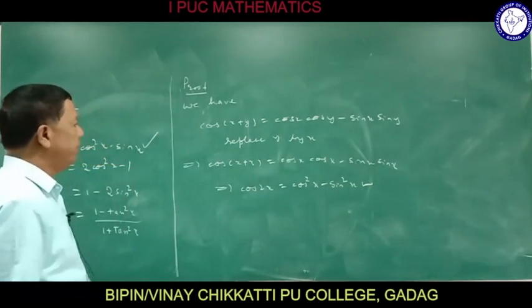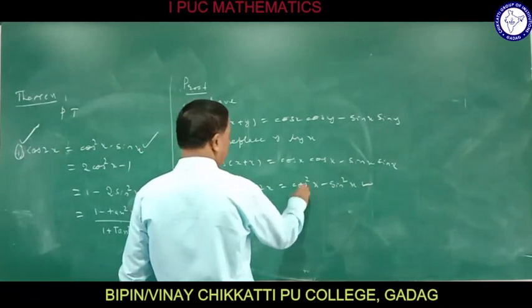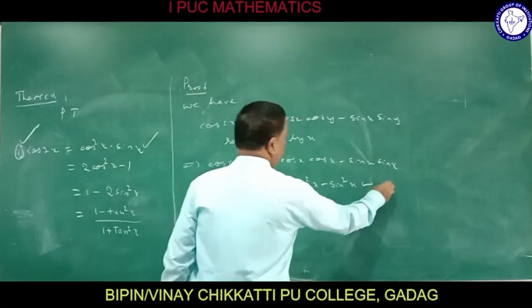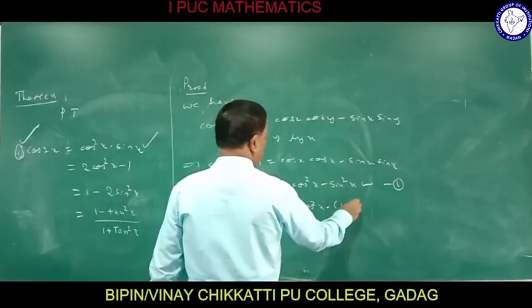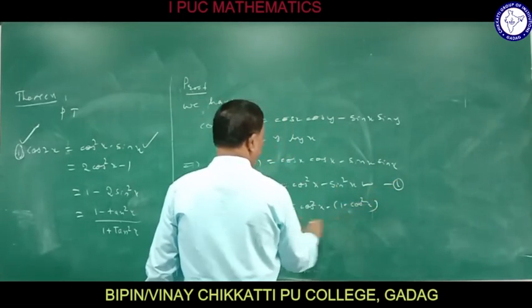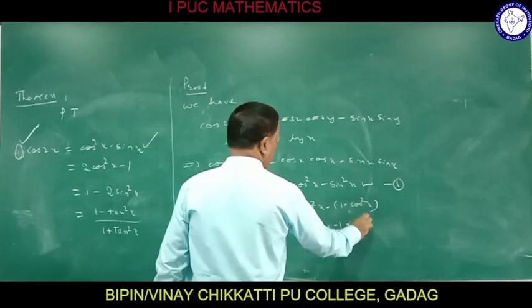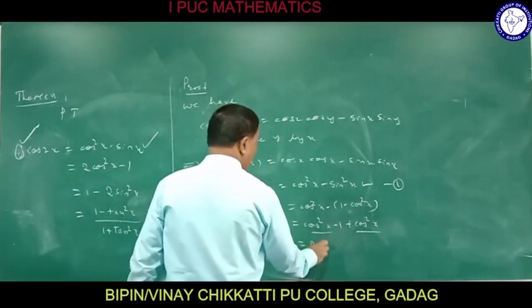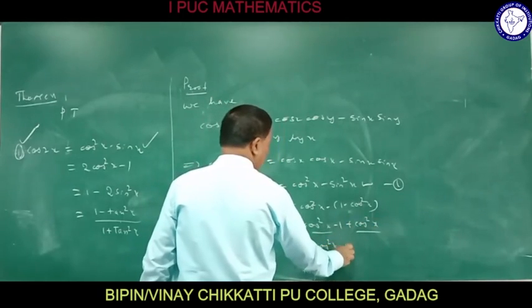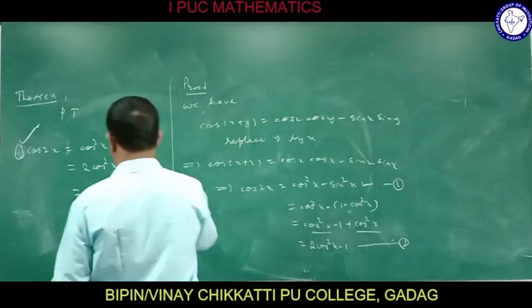Next, 2 cos square x minus 1. So what I do, continuing this, if I write this as cos square x, and the sin square x formula is 1 minus cos square x. So this is cos square x minus 1 plus cos square x. So cos square x, how much? 2 cos square x minus 1. See this second formula, 2 cos square x minus 1.